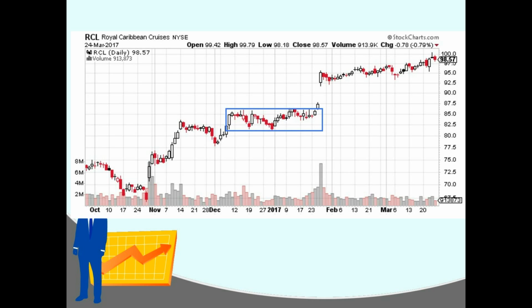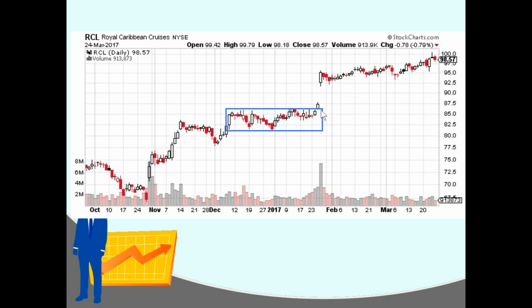Alright, so this is Royal Caribbean Cruises, and this is the daily chart, and I used stockcharts.com, so thank you to them for allowing me to use their charts, okay? And as you can see, it was chopping around in the daily price action, and then it went into a tight range. And I really don't consider it a range until it bounces off the top and bottom at least a couple times. So this would be a good example of a tight range here.